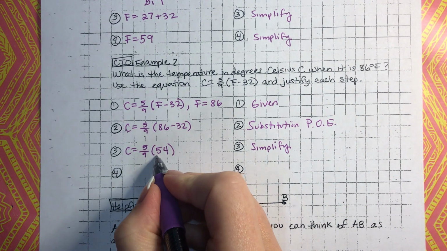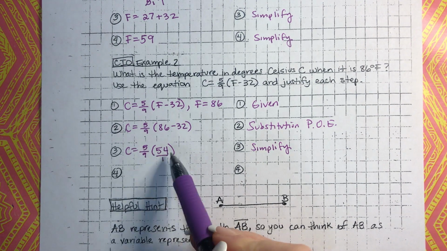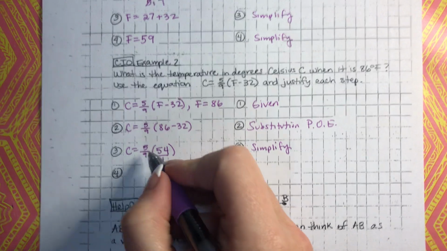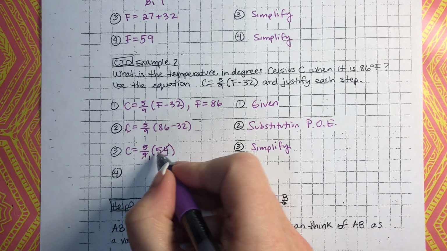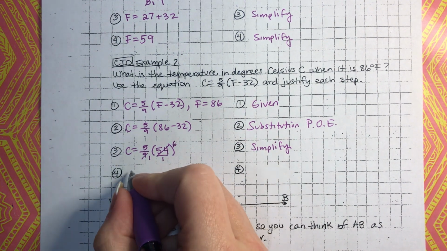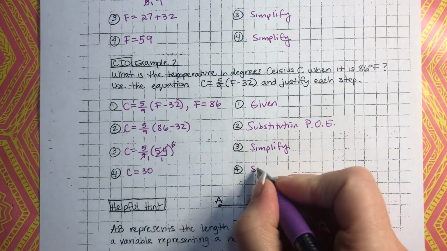And then from here, we have to do this multiplication. This is a fraction. We're going to make this a fraction. Whenever you're multiplying fractions, you look to cross cancel first. So are there any common factors between 9 and 54? Yes, 9. 9 goes into 9 one time. 9 goes into 54 6 times. Then we just multiply across, and C is equal to 30. And that would be simplifying.